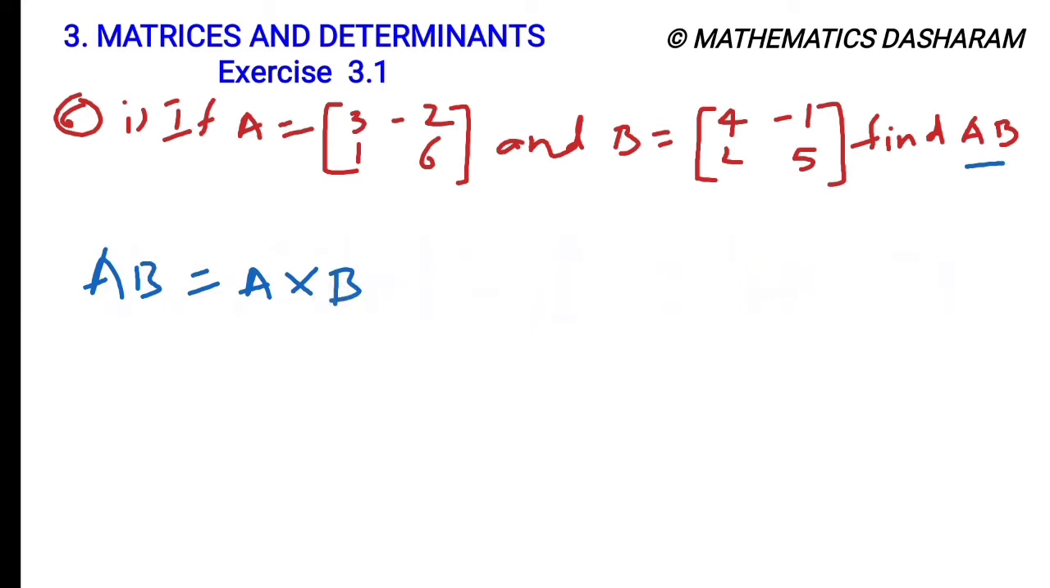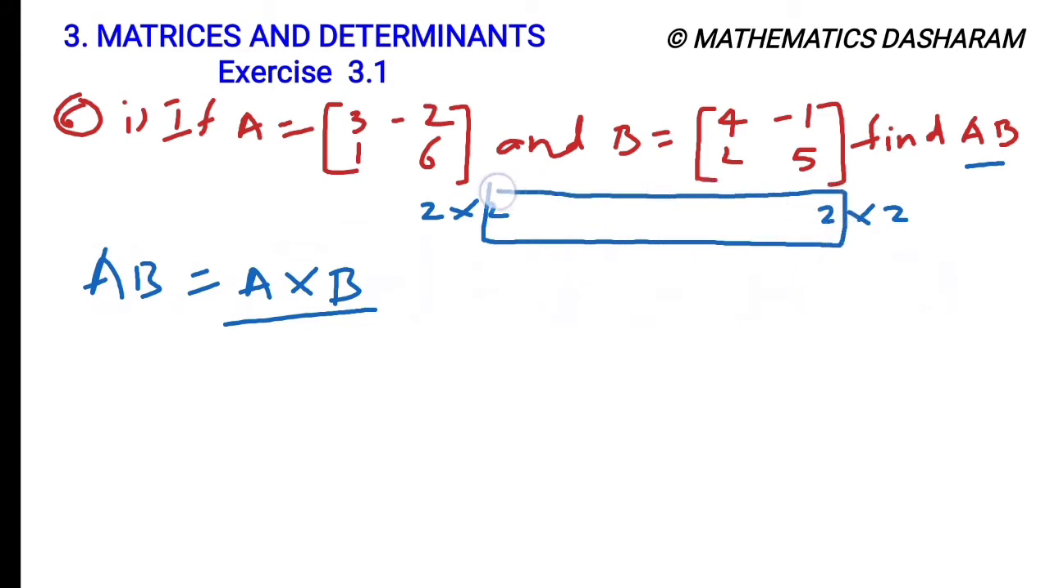Before doing the product of matrices A and B, we need to verify one condition. Here the order of matrix A is 2 by 2 and the order of matrix B is 2 by 2. When the number of columns in the first matrix is equal to the number of rows in the second matrix, then the product will be possible. Otherwise, the product of matrices is not possible. And what is the order of the answer matrix here? 2 by 2 is the order of the answer matrix.